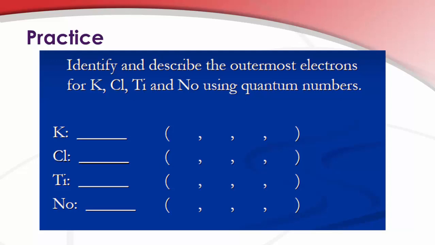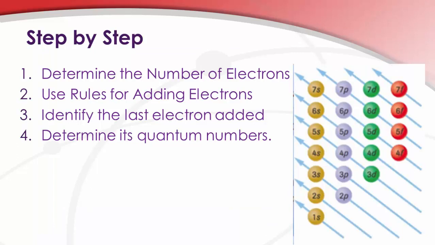Pretty straightforward stuff. In terms of a step-by-step approach, first off, you want to use your periodic table to determine the number of electrons. And of course, that's simply your atomic number. Once you have that number of electrons, you're going to use the 4 rules that we covered in the previous video to add the electrons in order to the system. And the key is to identify the last electron that you add. And that's the one that you're going to describe its quantum numbers.